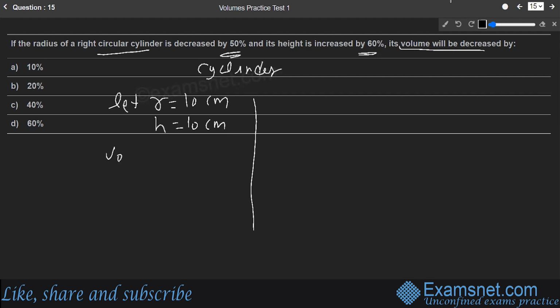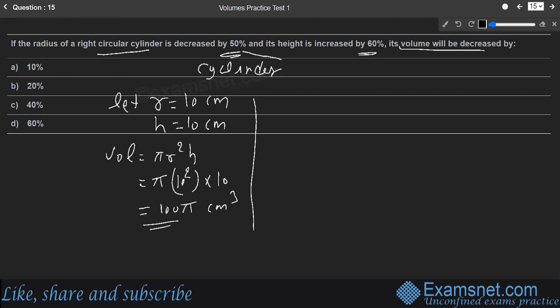The volume of a cylinder is given by pi r square h. So how much is it? Pi into radius 10, so 10 square, into h which is again 10, so it becomes 100 pi centimeter cube. This is the first volume. Then he says next the radius is decreased by 50%, so the new radius Rn will be, if 50% is reduced, then 50% is left. So from 10, if 5 is removed, only 5 will be left. So 5 centimeter will be the new radius.